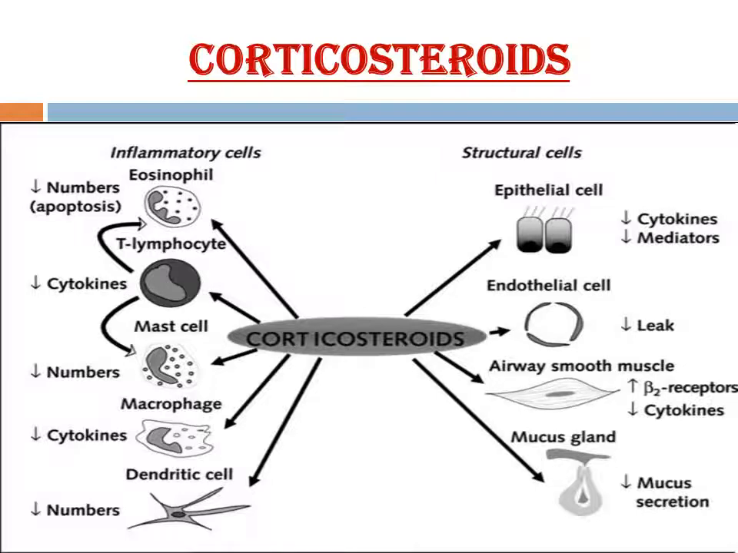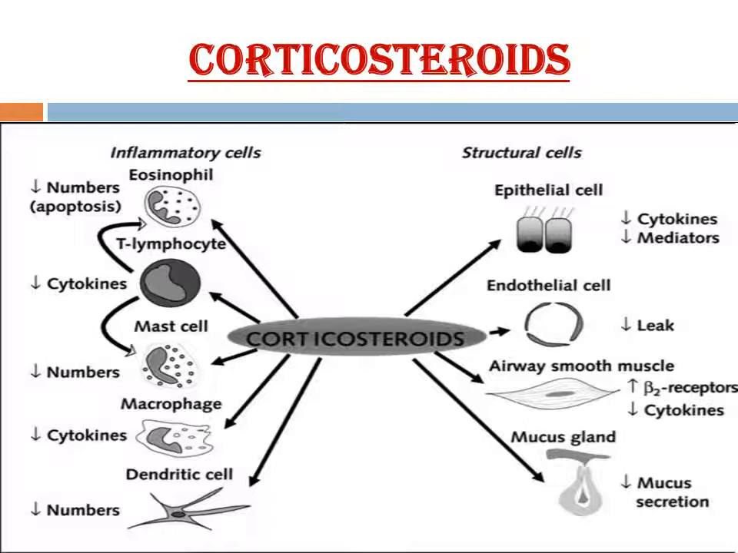This picture illustrates the dynamics of corticosteroids, how corticosteroids act as anti-inflammatory agents. On the left side of the slide, the inflammatory cells: eosinophils, mast cells, macrophages. They are controlled by corticosteroids, with a decrease in the number of these inflammatory cells and in the cytokines. Due to this anti-inflammatory effect, there is a decrease in cytokines, mediators, and mucus secretion, and a bronchodilating effect due to beta-2 receptor upregulation.